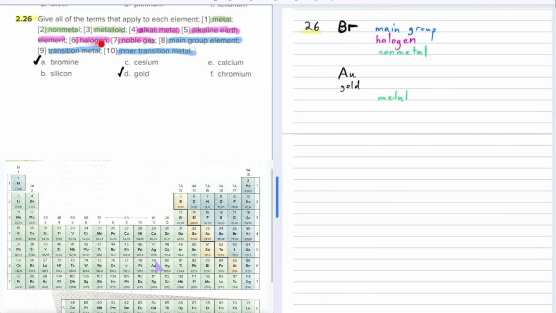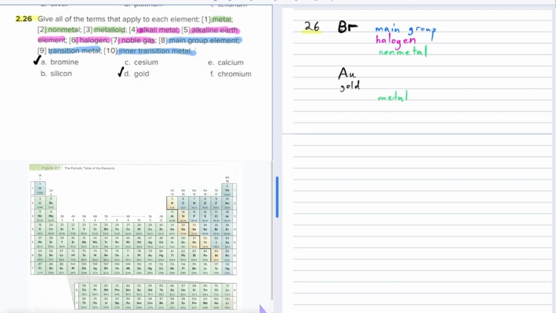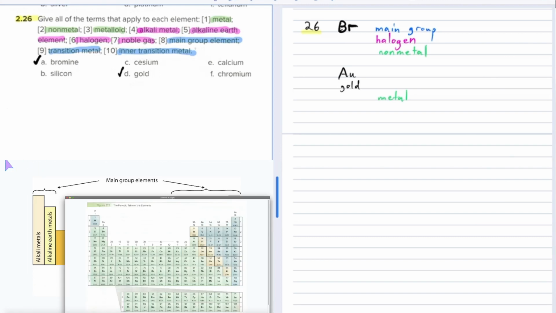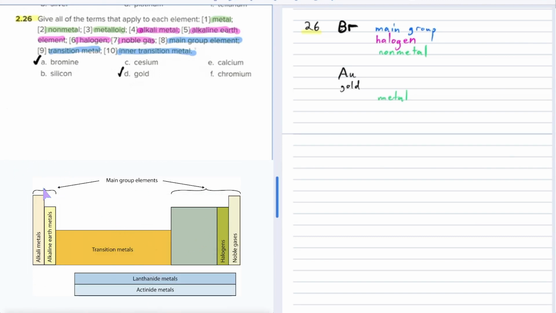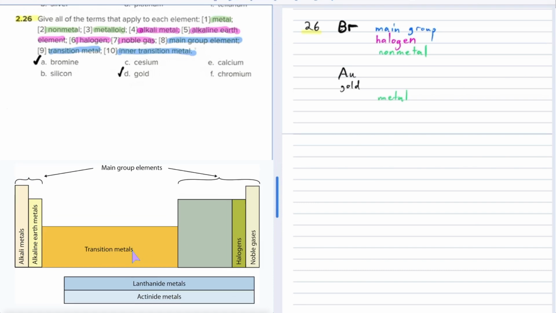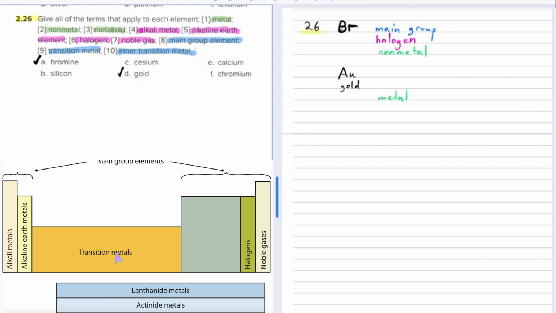Now, what about these special columns? Is it an alkali metal, alkaline earth metal, halogen, or noble gas? Is it in one of these four special columns? Let's go back to that one that has the special columns. So here it is: alkali metal, alkaline earth metal, halogen, and noble gas. Well, gold's in there somewhere. It doesn't have a special column, so we cannot apply any of these pink labels to it.